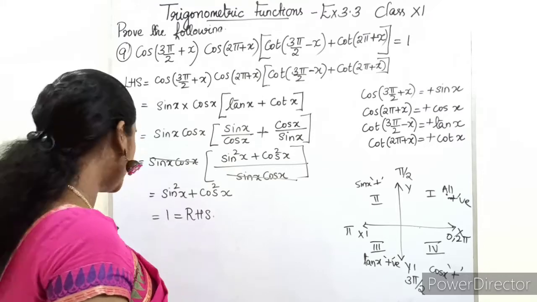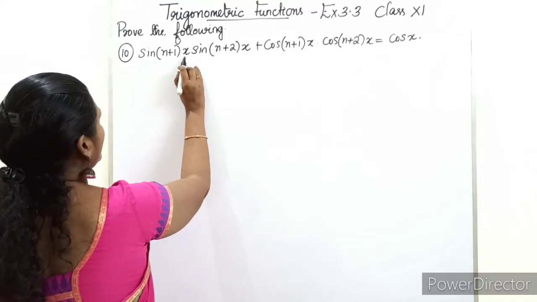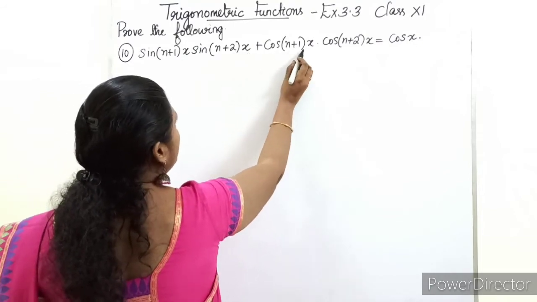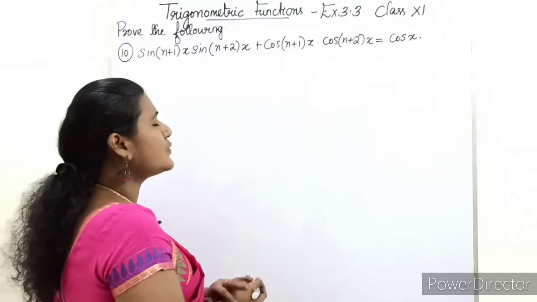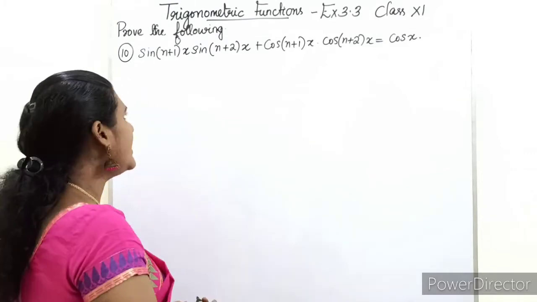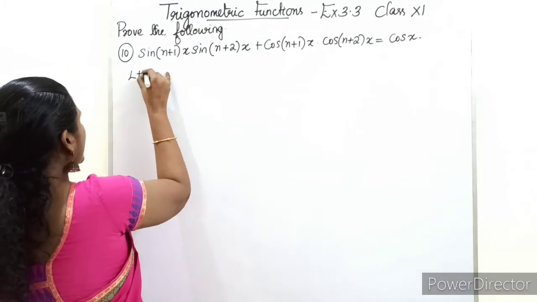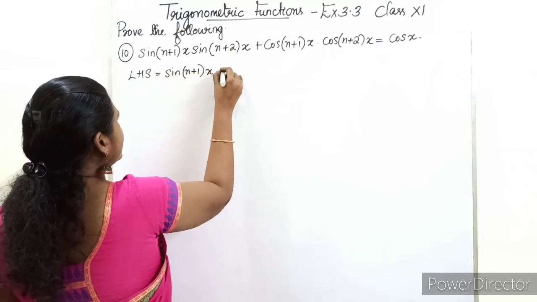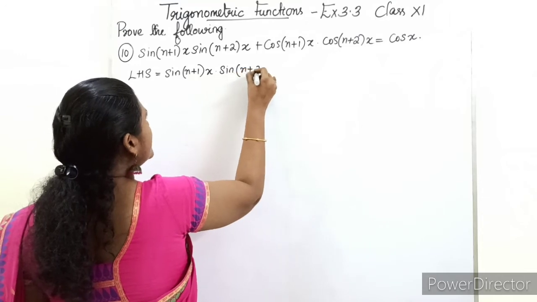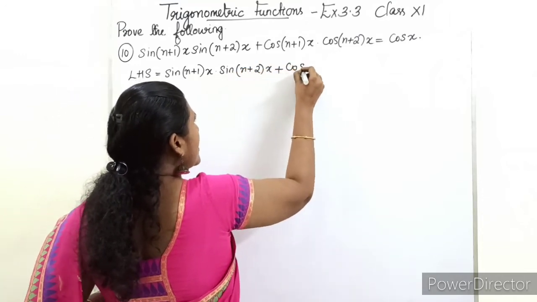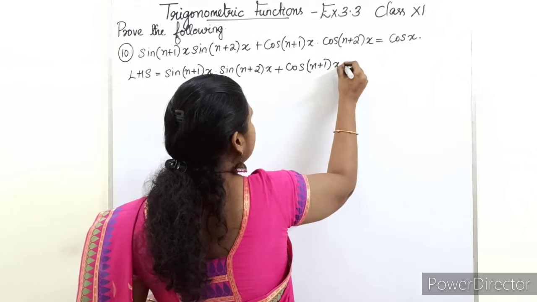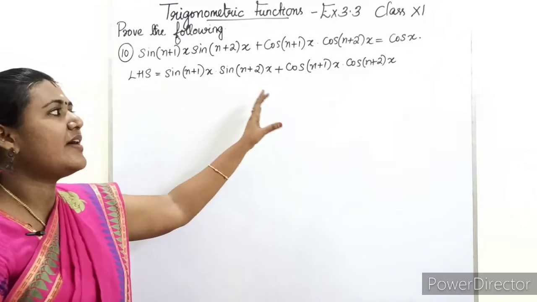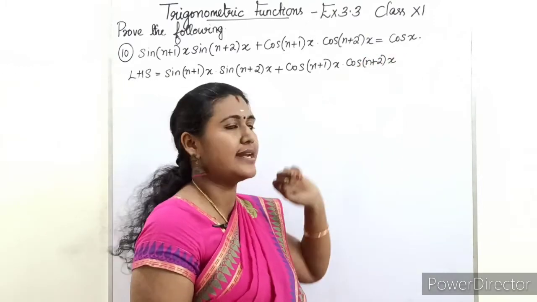Now the next question. Question number 10. Sin(n+1)x into sin(n+2)x plus cos(n+1)x into cos(n+2)x is equal to cos x. So here what is the left side expression? We have sin(n+1)x into sin(n+2)x plus cos(n+1)x into cos(n+2)x. So we have to simplify this expression and we should get the answer as cos x.